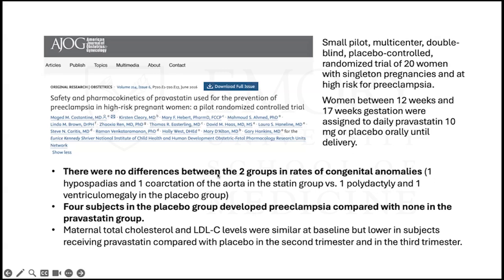Specifically, in the statin group, there were 2 cases. One had hypospadias and one had coarctation of aorta. And then in the placebo group, there were 2 cases as well. One had polydactyly and one had ventriculomegaly. And then also, I didn't put it in this slide, but there were also no maternal or fetal adverse outcomes, including deaths in the study.